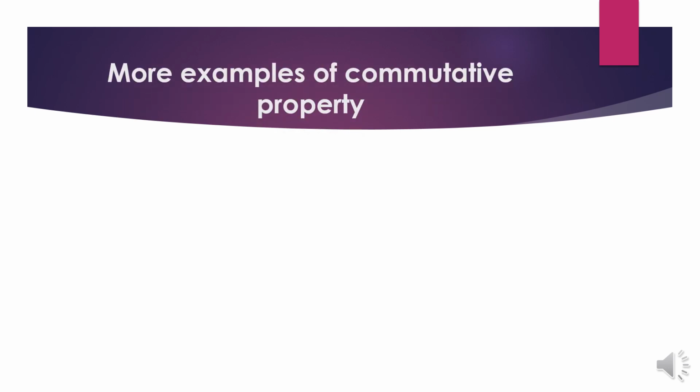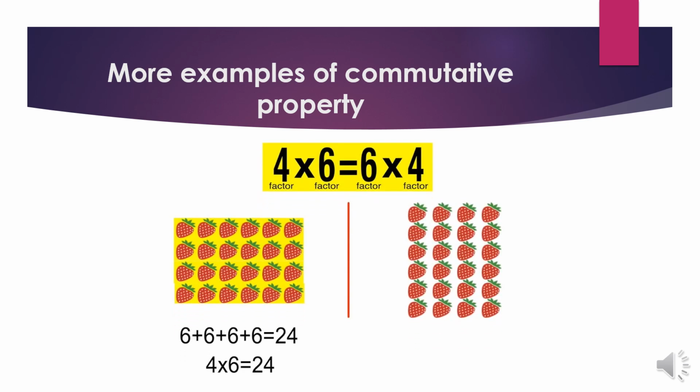Let's check more examples of commutative property. In this example, we have 4 times 6 and 6 times 4. 4 times 6 is 24, and if we swap the numbers, 6 times 4 will also be 24, because we are just changing the rows into columns and columns into rows, but the number of objects will remain the same.